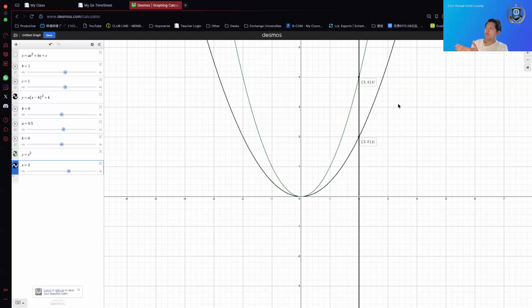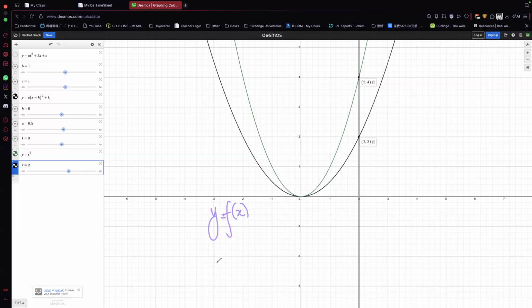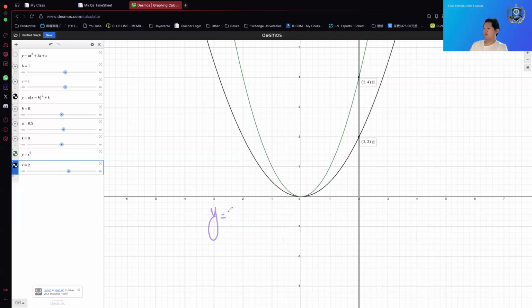Now, what are we doing? Here comes the more fun part. What are we doing to the x? So if I have my function, y equals f of x, familiar with this notation? It's f of x, function of x. Good. Y equals f of x, which is the same as, let's say I call it x squared.